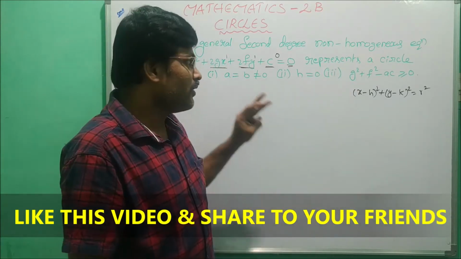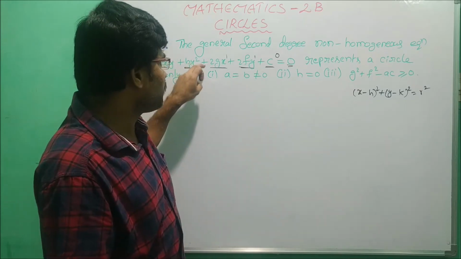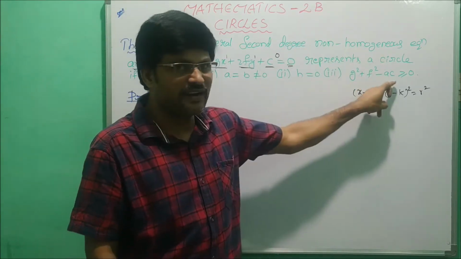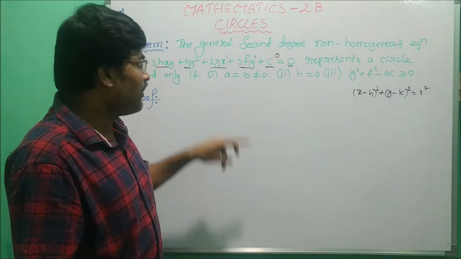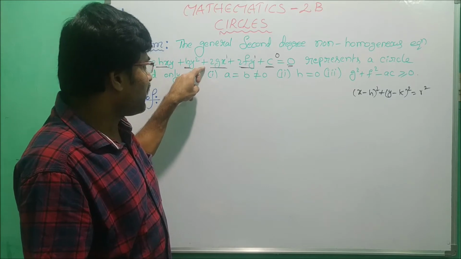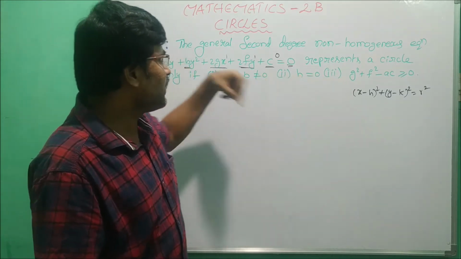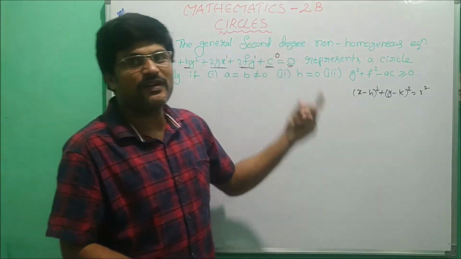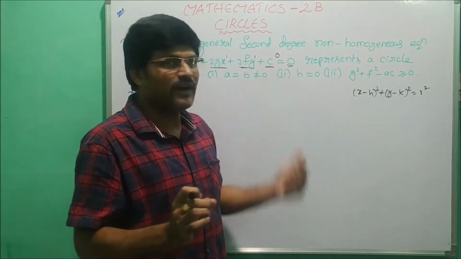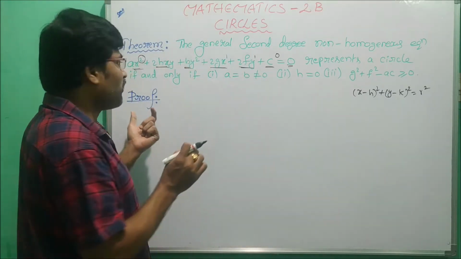Now here we prove two conditions. One condition is, let us assume that this equation represents a circle. Then we will prove these three conditions. And conversely, we assume that any second degree non-homogeneous equation holds these three conditions. Then we prove that the equation represents a circle. This is the main explanation of the statement of the theorem. Now we go to the proof of this.